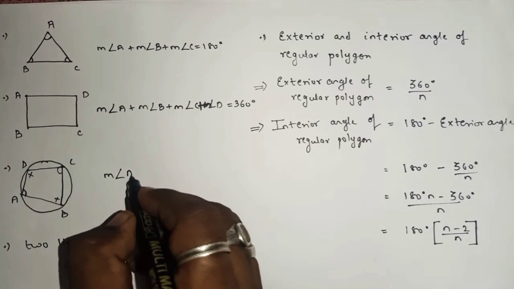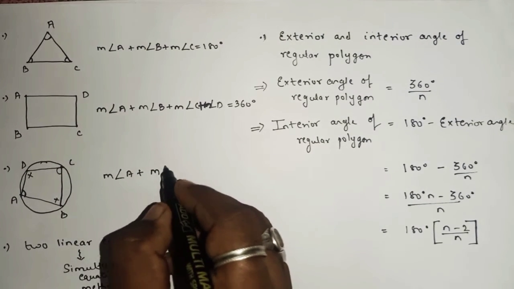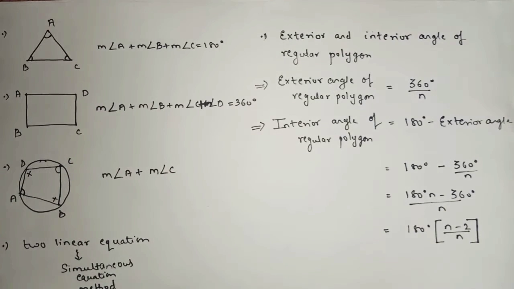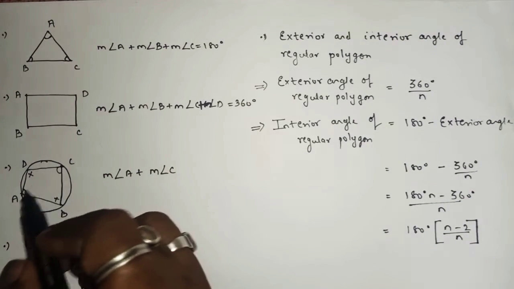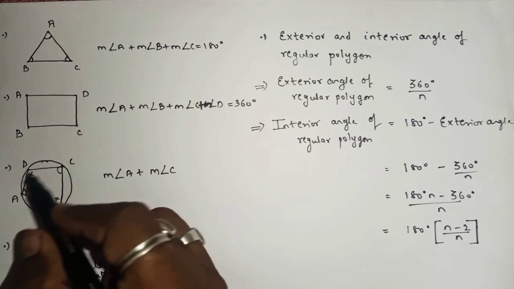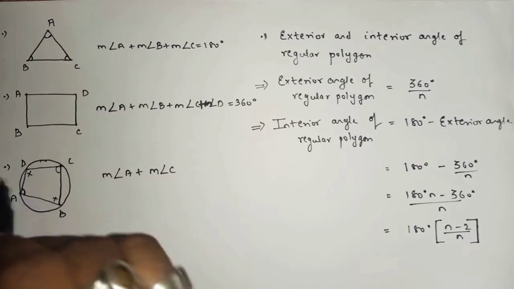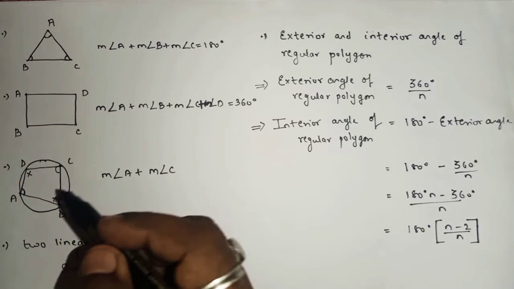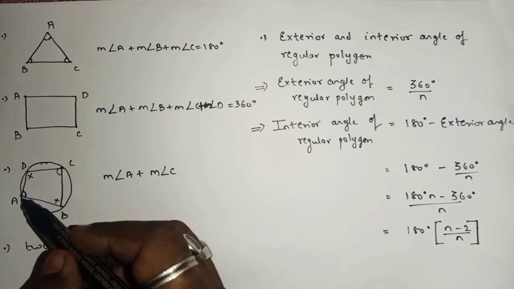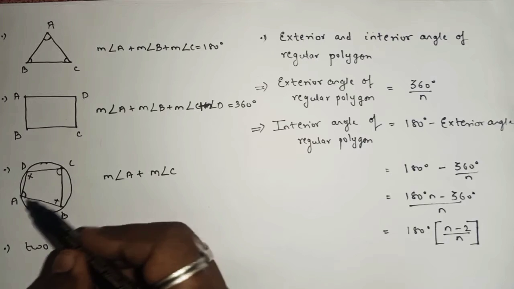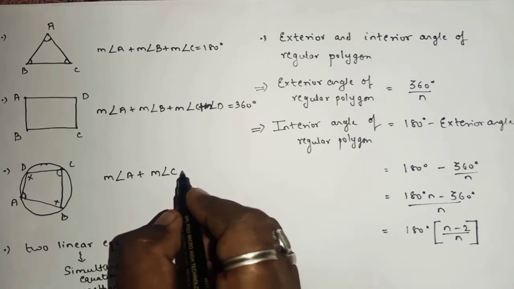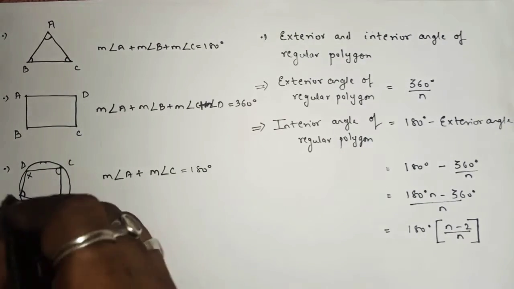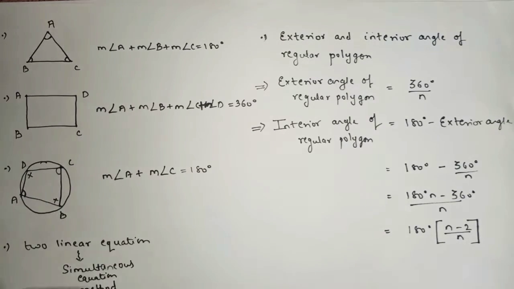The sum of each pair of opposite angles of a cyclic quadrilateral. A quadrilateral inside the circle is known as a cyclic quadrilateral. The sum of each pair of opposite angles of the cyclic quadrilateral is supplementary, that means 180 degrees. So when you add these two angles, it will equal 180.